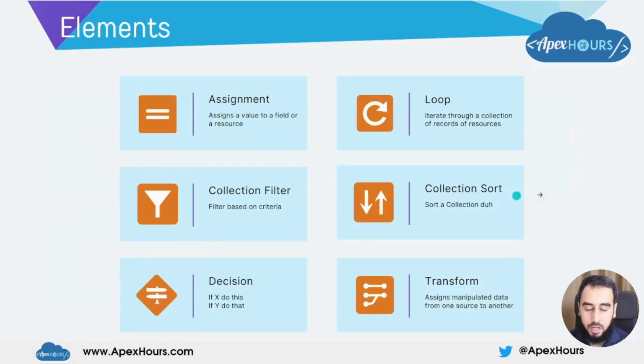Next, we have the yellow elements, and these are not interacting with the database. These are just manipulating the data in the flow. The first one is an assignment, and we use this to assign a value to a resource.